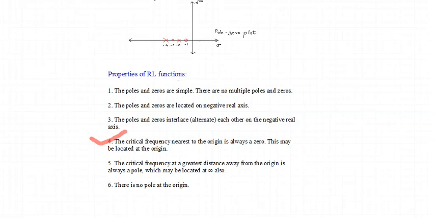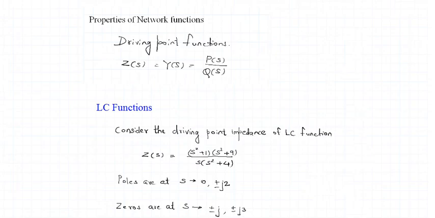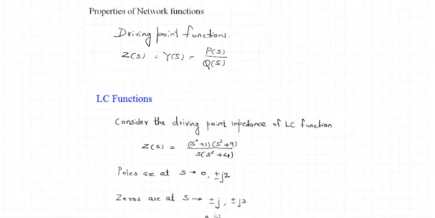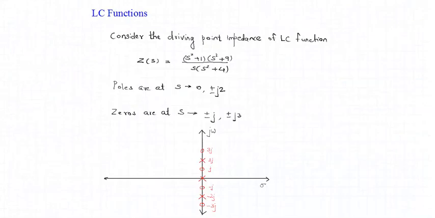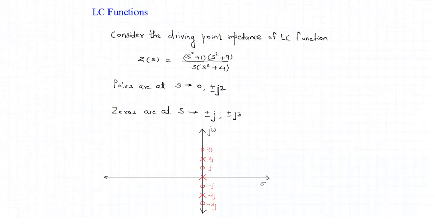Now let us look at the characteristics of RC or LC function. We understood RC, we understood RL. Now let us understand the characteristics of LC function. So here is an example of LC function given to us. A driving point impedance of an LC function is given as shown here. Let us identify the poles and zeros from the given impedance driving function.